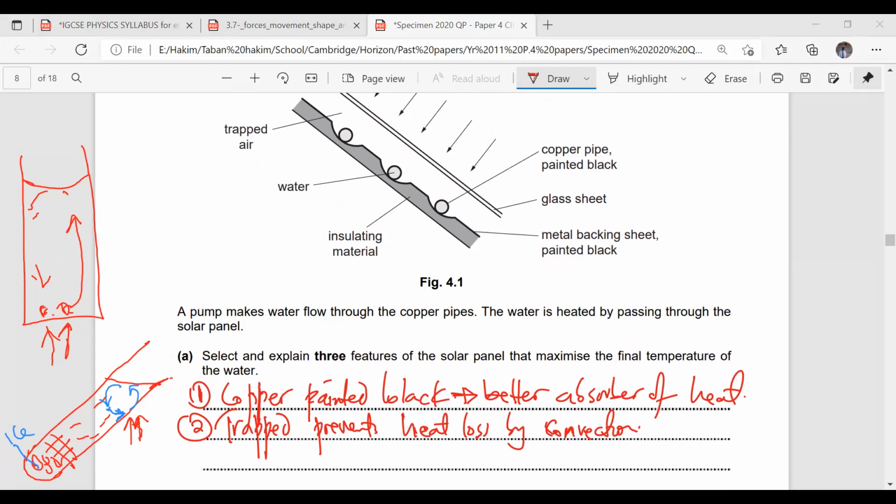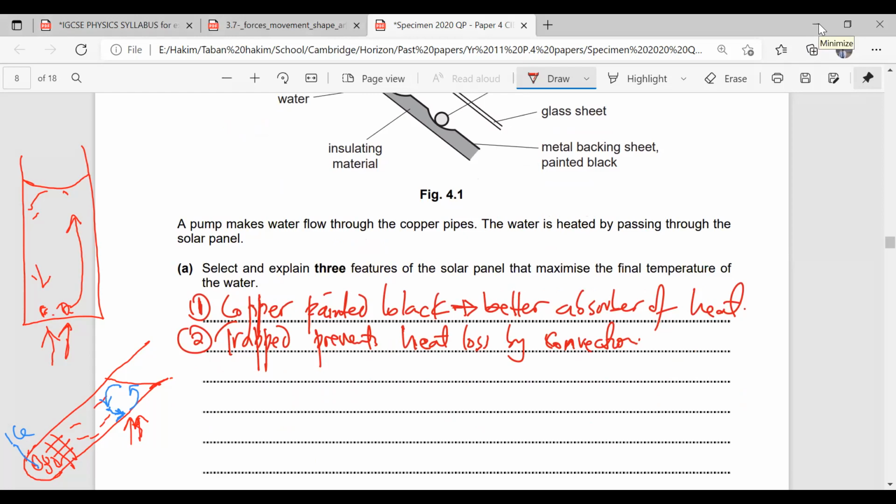Mega, anything else that you see? What if the water was in plastic pipes? Would it get hot fast? No, it would take some time. And why do you say so? Because plastic is a poor conductor of heat, an insulator. In this case, we're having copper. So how would copper help? Copper is a good conductor of heat. That is number 3.